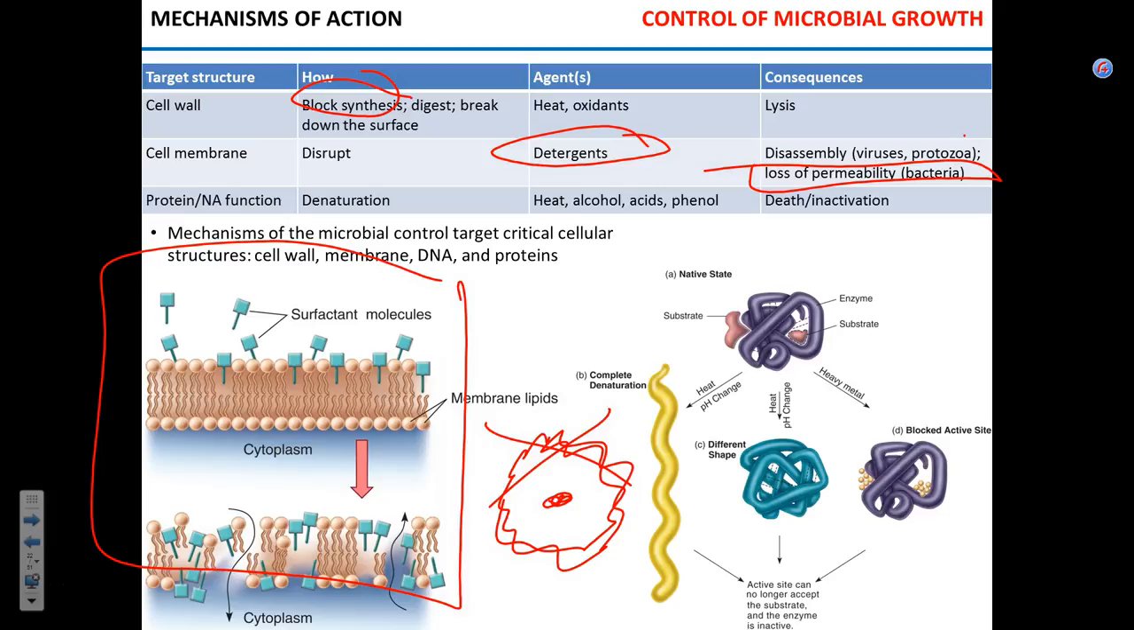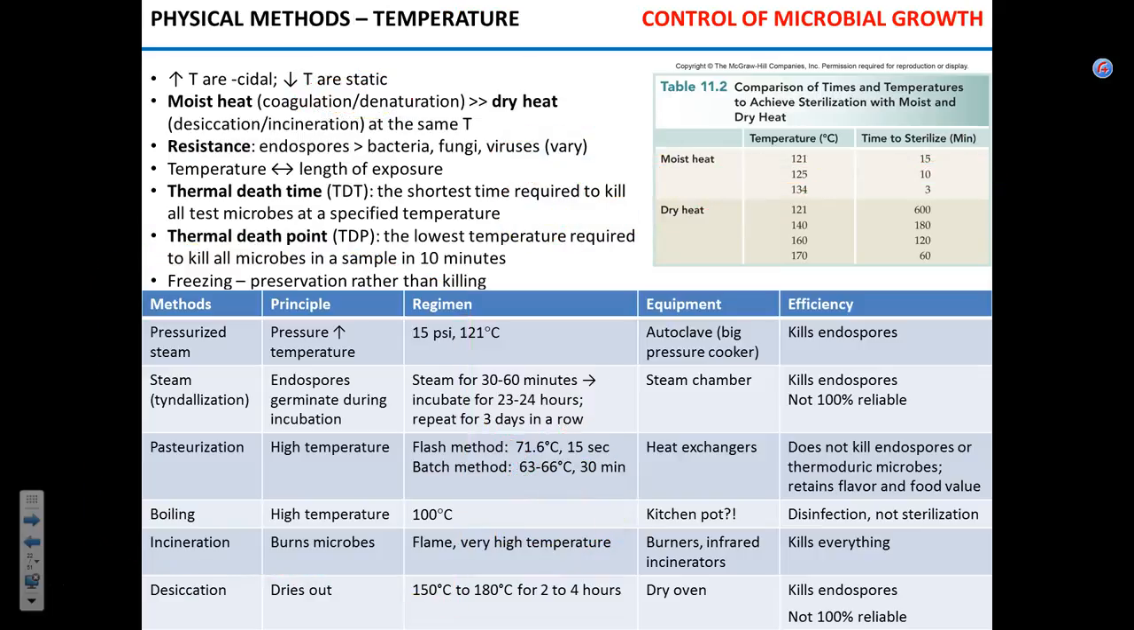Now, denaturation of nucleic acid or proteins. When proteins are denatured, they can't perform their function, right? They cannot function properly. If nucleic acid is denatured, no replication. Does that make sense? So it can be achieved by heat. Alcohol denatures proteins. Phenols denature proteins. Acids denature proteins. So you have quite a lot of options for treatment.